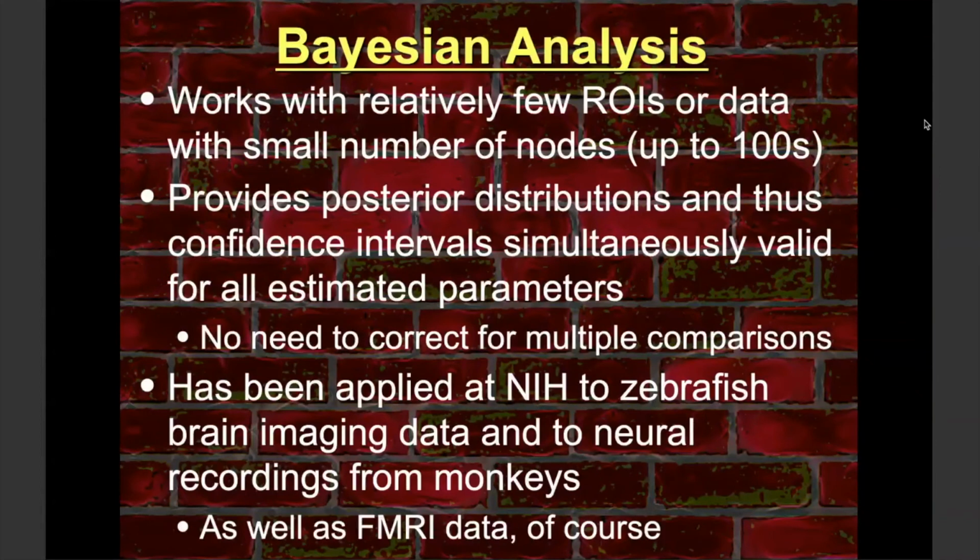So if you project down to one parameter and draw its marginal posterior distribution, and then say, okay, I want the 95% box, minimal size 95% box, that's valid without any multiple comparison correction.